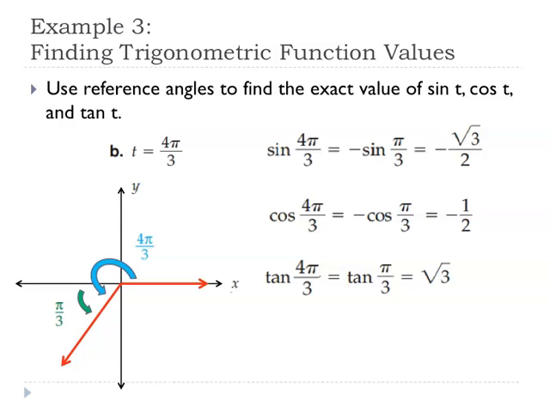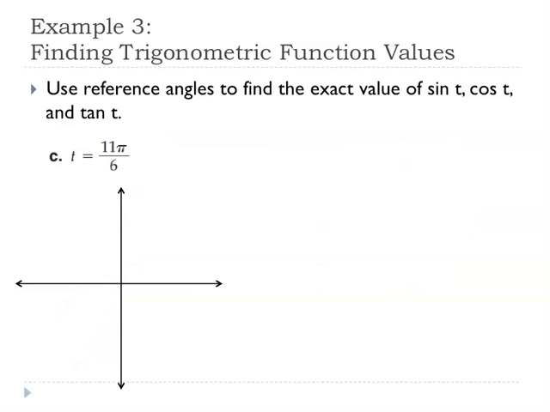All right, let's do one more. So this time we have 11 pi over 6. Now, if you're trying to determine where it is on here, think of it this way. If you add one more to 11 pi over 6 to get 12 pi over 6, that's 2 pi, right? So 11 pi over 6 is just under 2 pi. That must mean that 11 pi over 6 is going to be in quadrant 4. So here's 11 pi over 6.